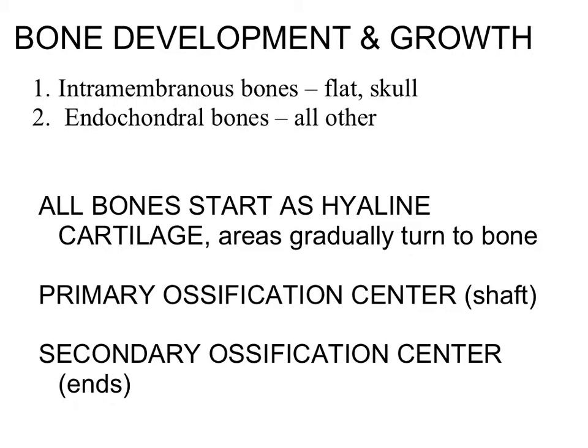Basically, what you need to know is that all bones initially start out as hyaline cartilage, and the areas gradually turn to bone. You'll see on the next diagram that they have something called a primary ossification center. And ossification means that just cartilage is now turning to bone.